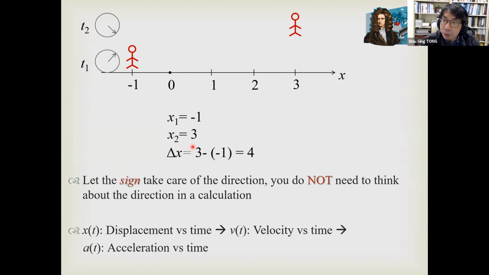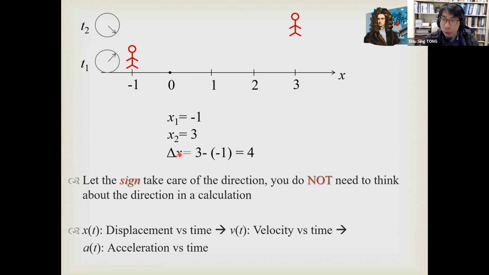Now, in doing the calculation, we always follow that formula. The formula tells us that if I want to find the change in displacement, I always use the final position minus the initial position, or the final displacement minus the initial displacement. I always follow that formula, and the sign will take care of the direction. Okay, so I just plug in all the numbers together with the sign into the equation, and the equation will simply give me the right number.